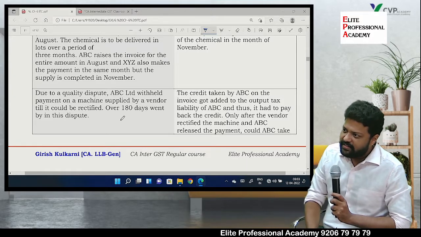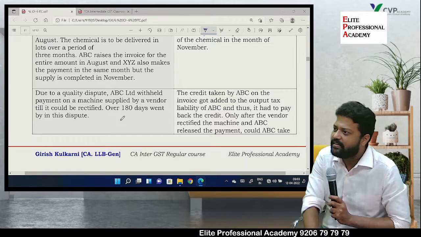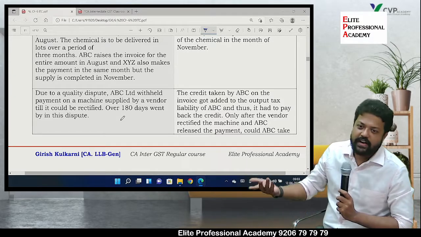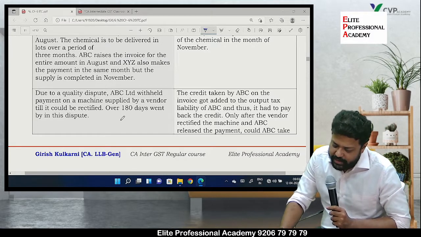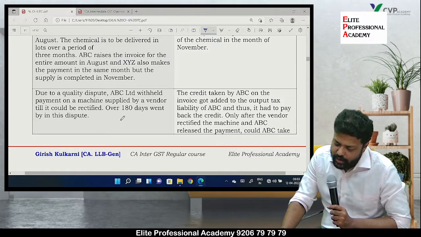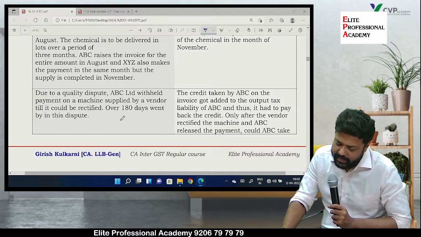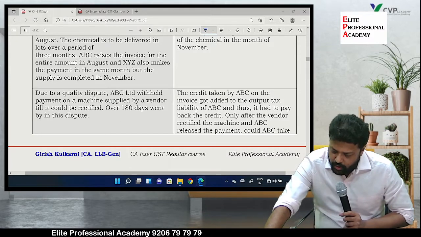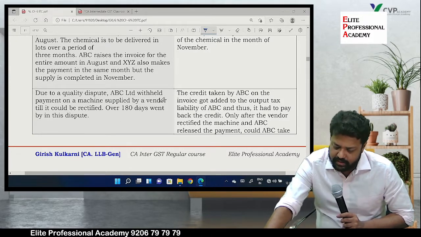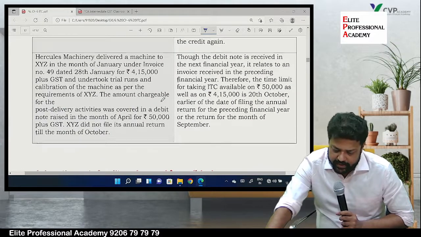First reversal. So when will that happen? Correct. So the credit taken by ABC on the invoice got added to the output tax liability of ABC, and thus it had to pay back the credit. Only after the vendor rectified the machine and ABC released the payment could ABC re-avail the credit again.